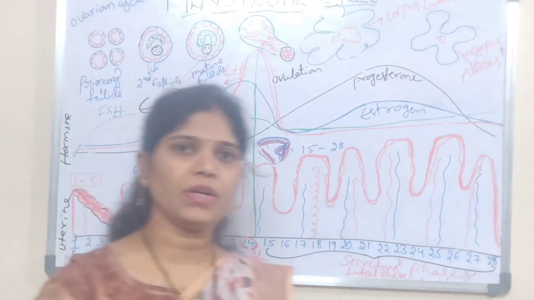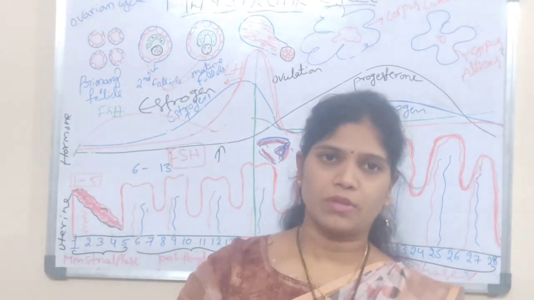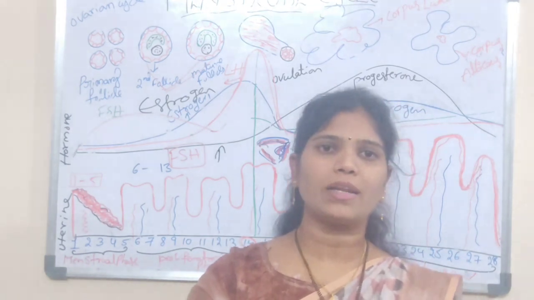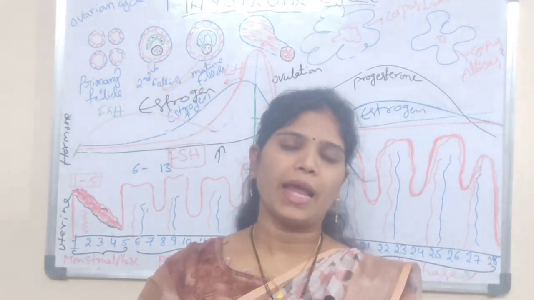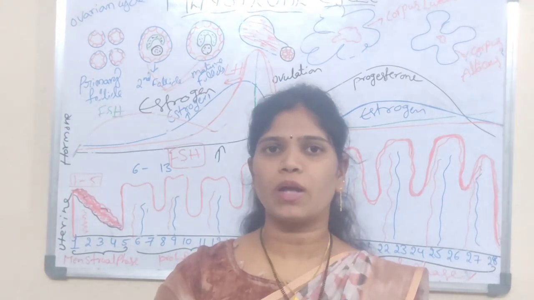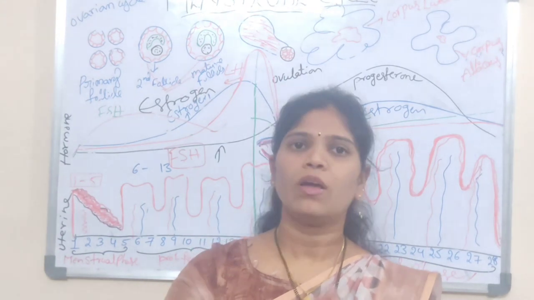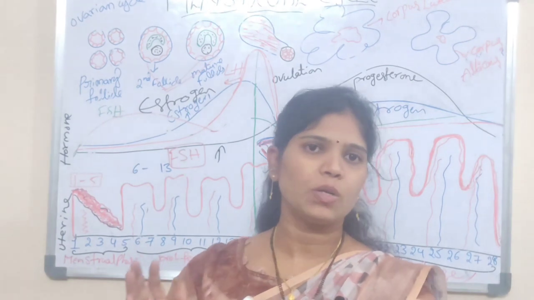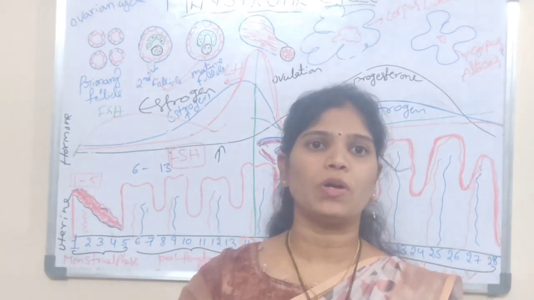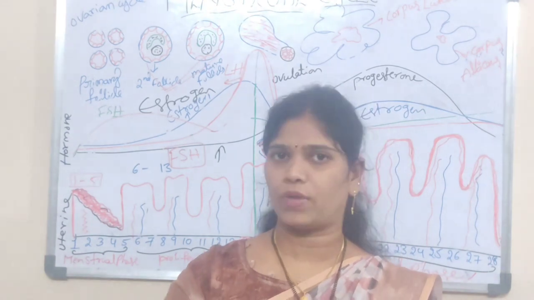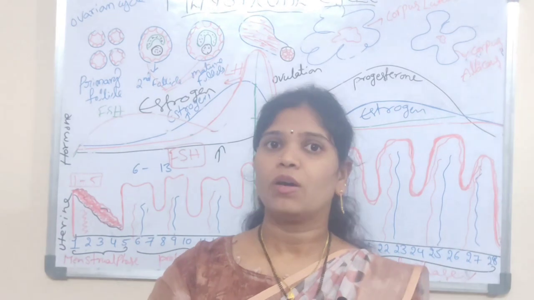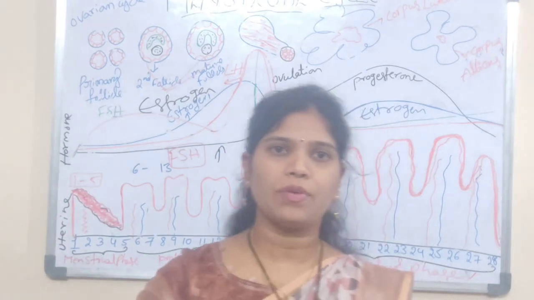In this proliferatory phase, from the brain, the hypothalamus releases GnRH hormone, which stimulates the anterior pituitary gland. This anterior pituitary gland, stimulated by GnRH, releases 2 types of hormones. One is follicle stimulating hormone and one is luteinizing hormone. This follicle stimulating hormone helps to develop the Graafian follicles in the ovaries. FSH mainly acts upon the ovaries to develop the Graafian follicles.